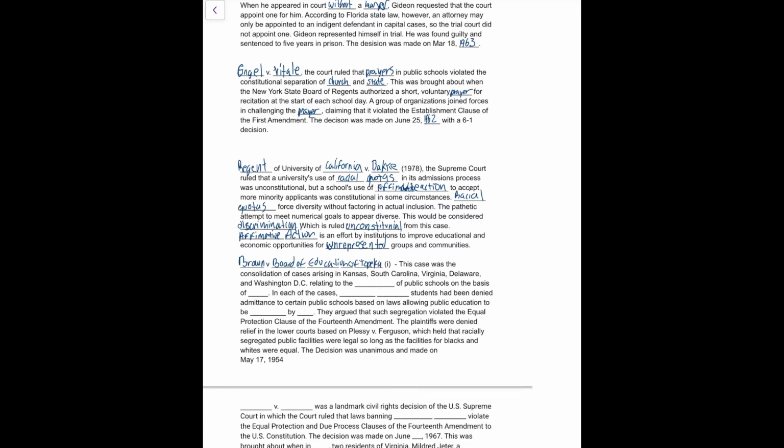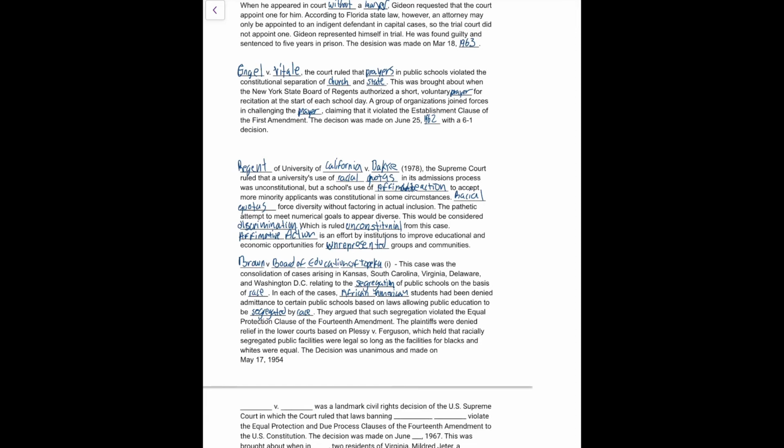This case was a consolidation of cases arising in Kansas, South Carolina, Virginia, Delaware, and Washington, D.C., relating to segregation of public schools on the basis of race. In each of the cases, African American students had been denied admittance to certain public schools based on laws allowing public education to be segregated by race. They argued that such segregation violated the Equal Protection Clause of the 14th Amendment.